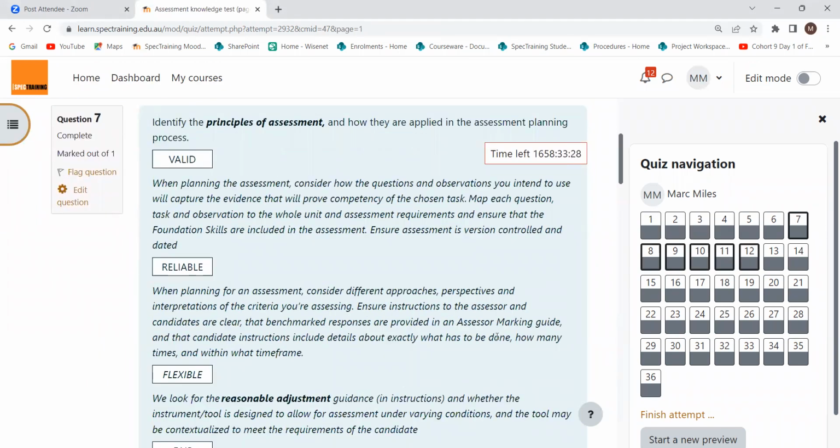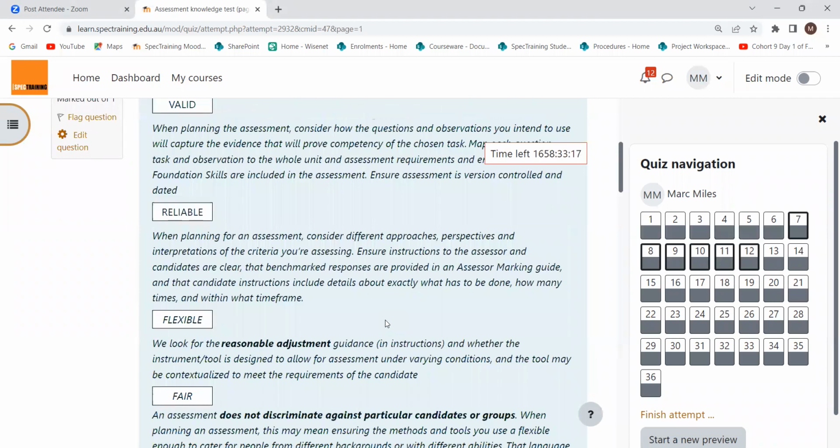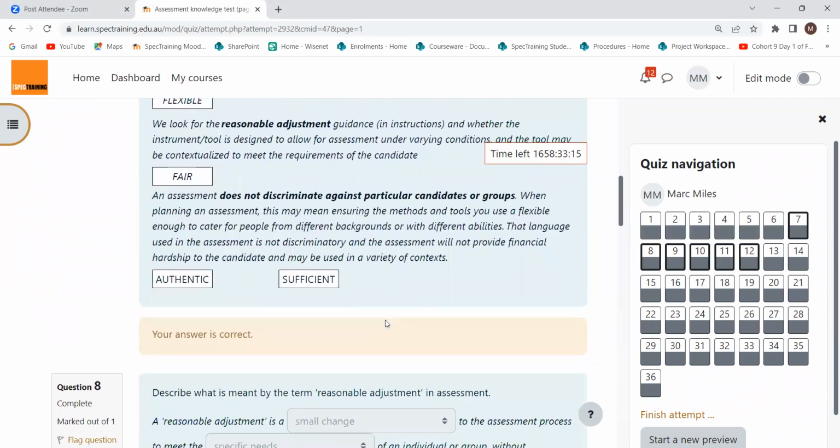Identify the principles of assessment and how they are applied in the assessment planning process. So we got valid, reliable, flexible, and fair. All right. So you can definitely check those out, and maybe it's correct, maybe it's not.